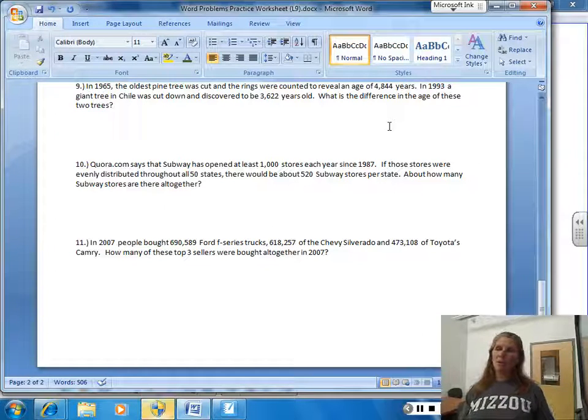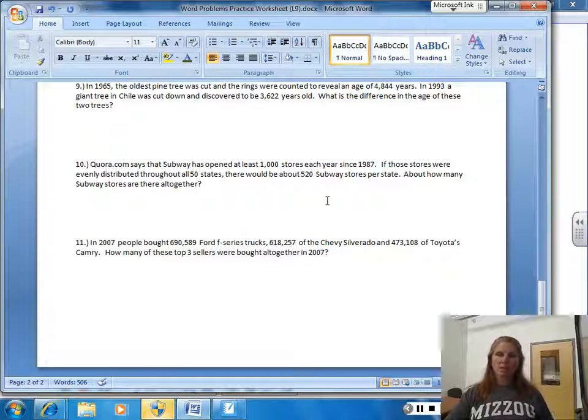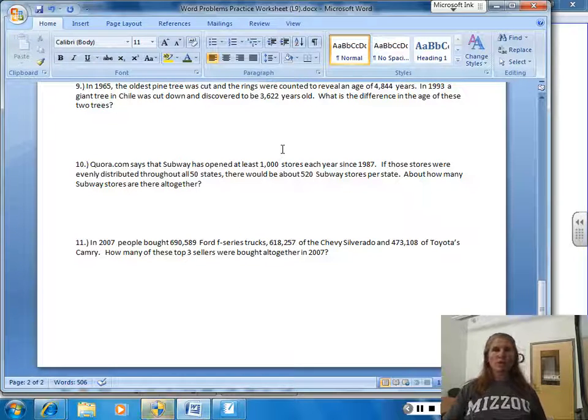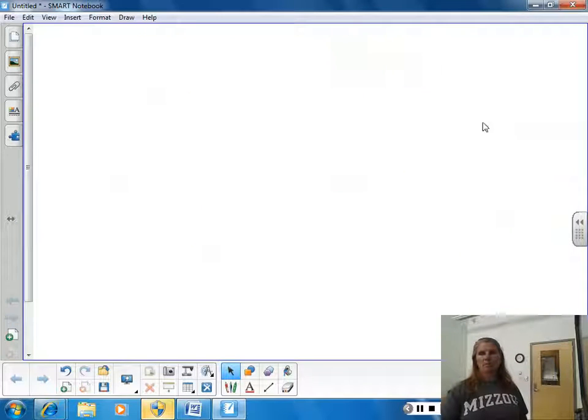But we really are interested in this. If they were distributed among 50 states, there would be 520 Subway stores per state. How many Subway stores altogether? Remember, altogether could be an addition word or it could be a multiplication word. Would it make sense to take 520 and add it 50 times? I don't think so. I think it'd be better to take 520 and multiply it times 50. 520 times 50 would tell you about how many there are.